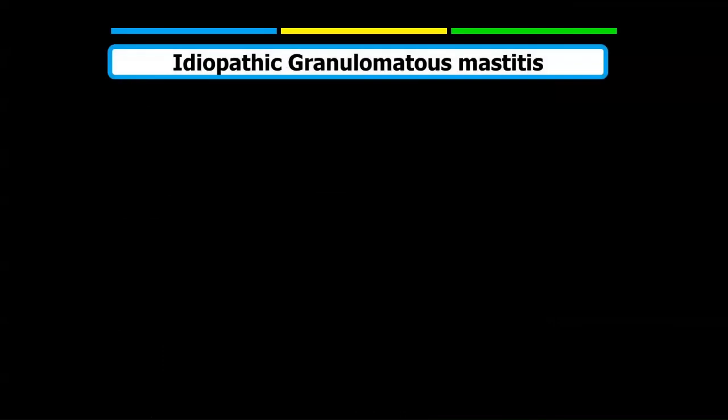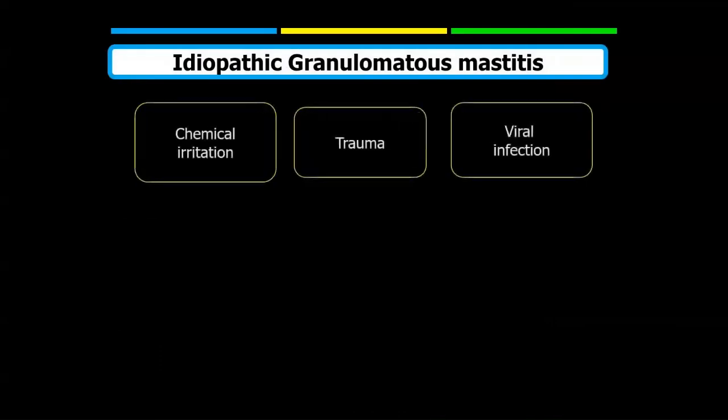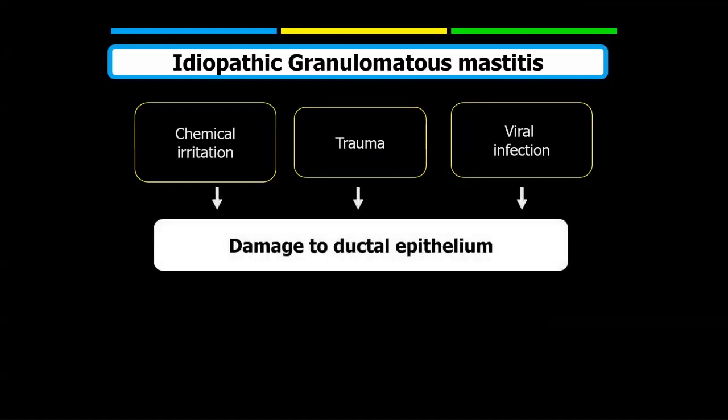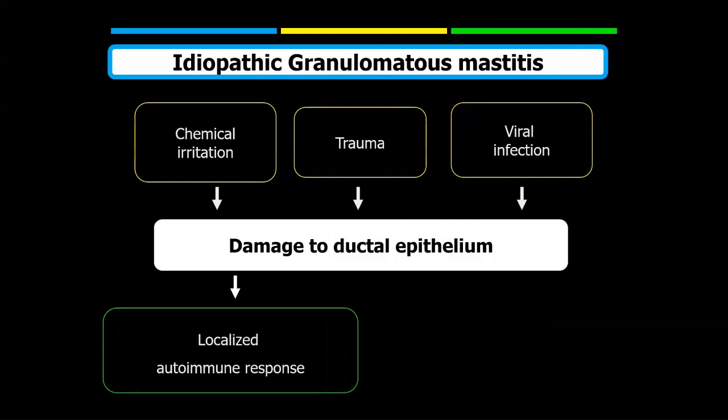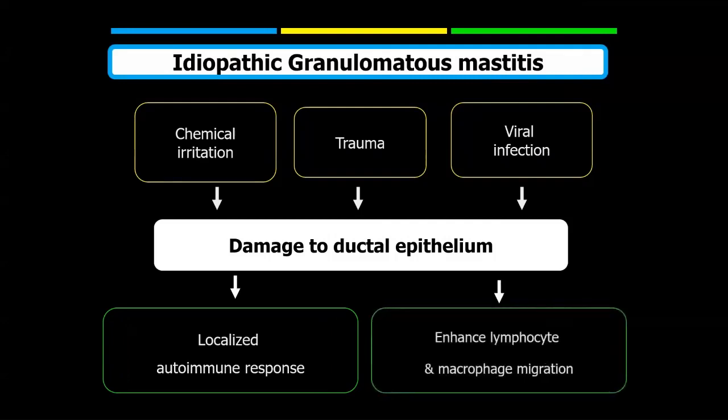The second form is the idiopathic granulomatous mastitis, and it usually occurs either due to chemical irritation, to trauma, or to viral infection. The etiology is unknown in granulomatous mastitis. But whatever the etiology is, the end result is that there is damage to the ductal epithelium, and this stimulates a localized autoimmune response, and it enhances lymphocyte and macrophage migration to the breast.